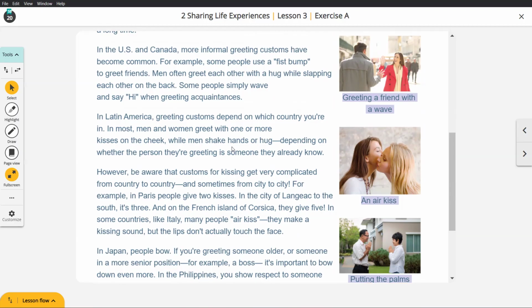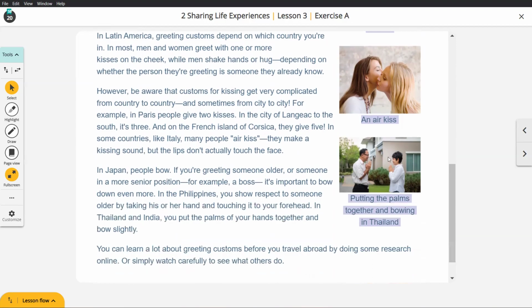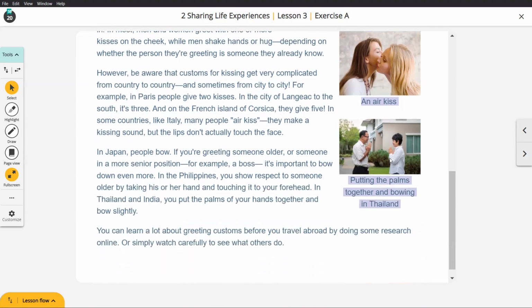Some places are with a kiss, some with a hug, and others such as Japan. Exactly. And she prefers joining palms. Yes. And what about putting the palms together and bowing in Thailand? This is very common in different cultures. And if you search for history, you will understand why they greet in this way.